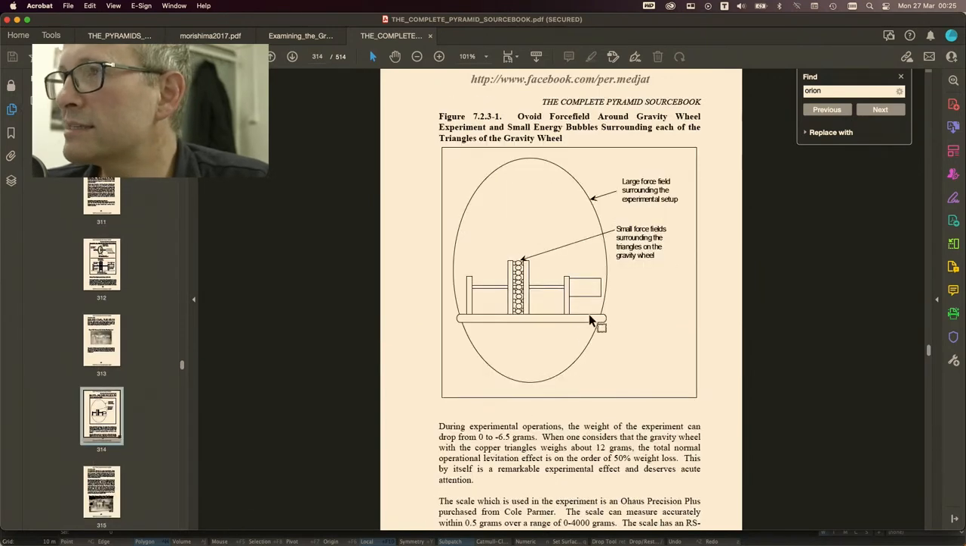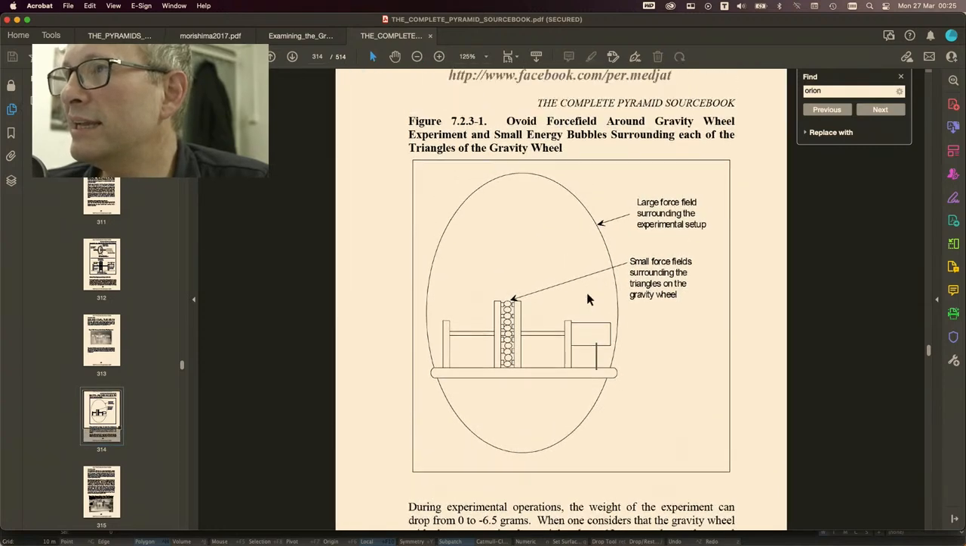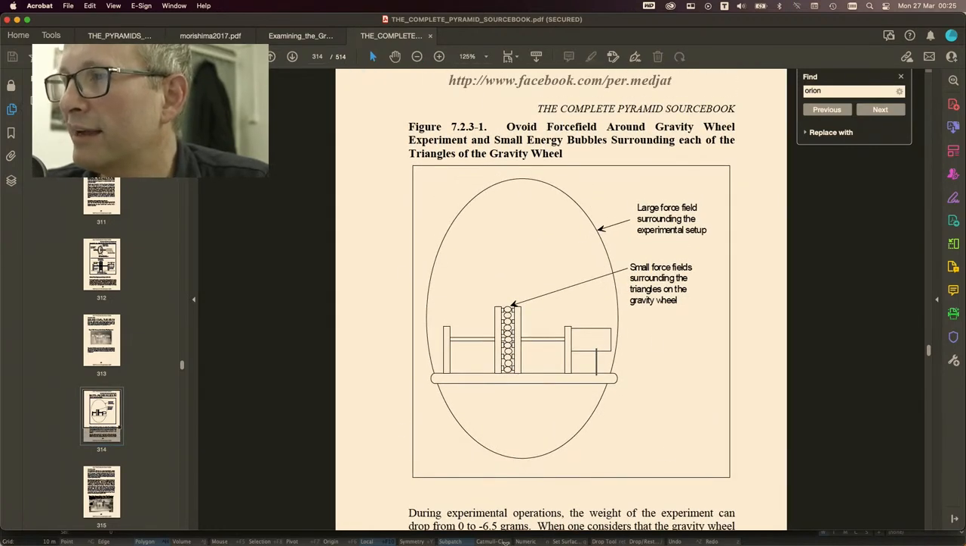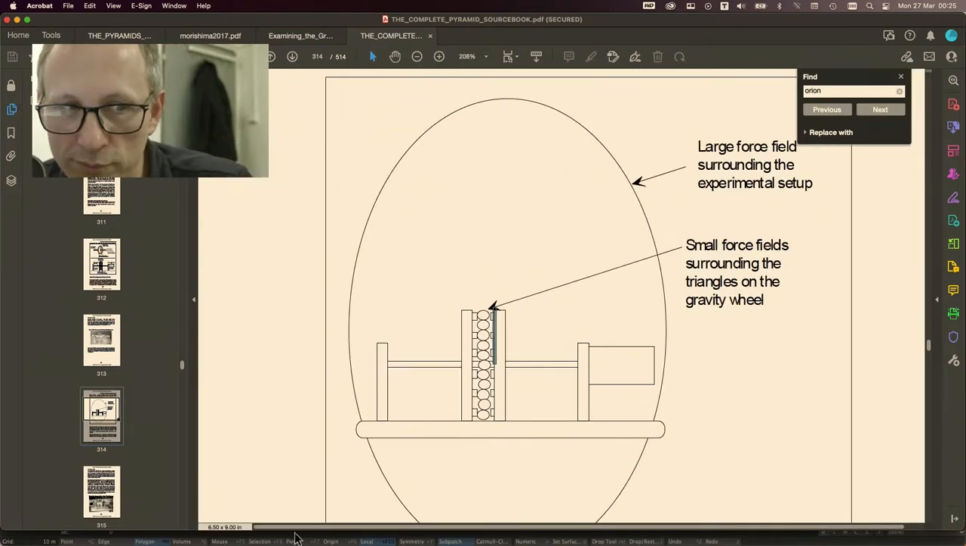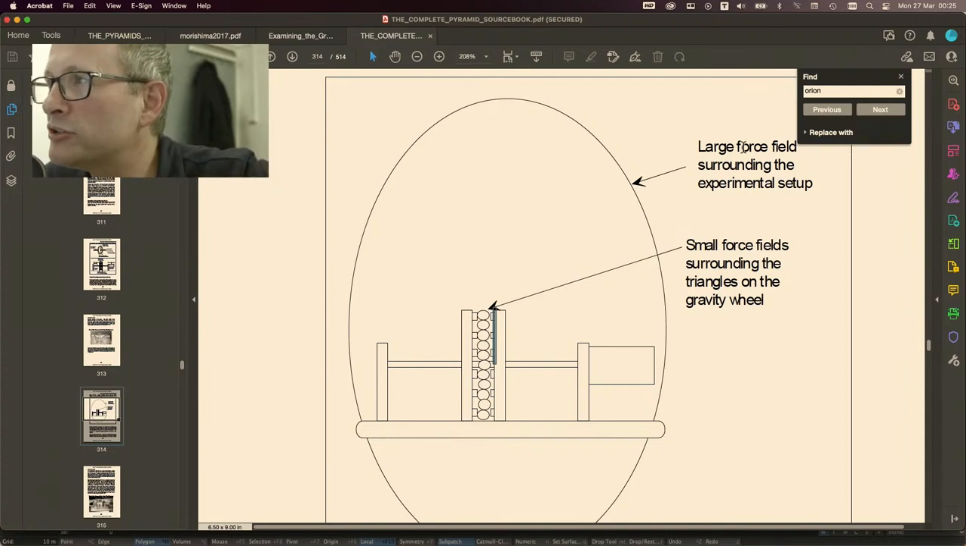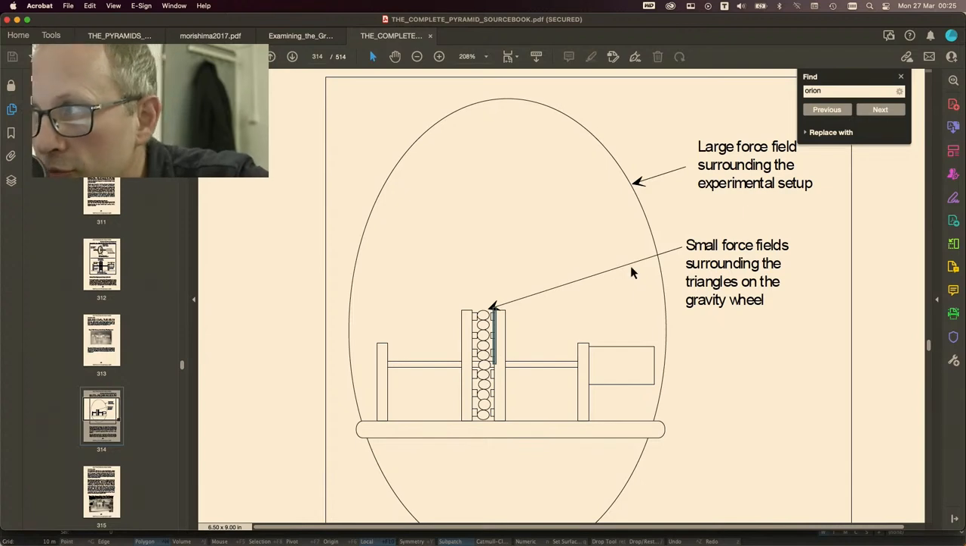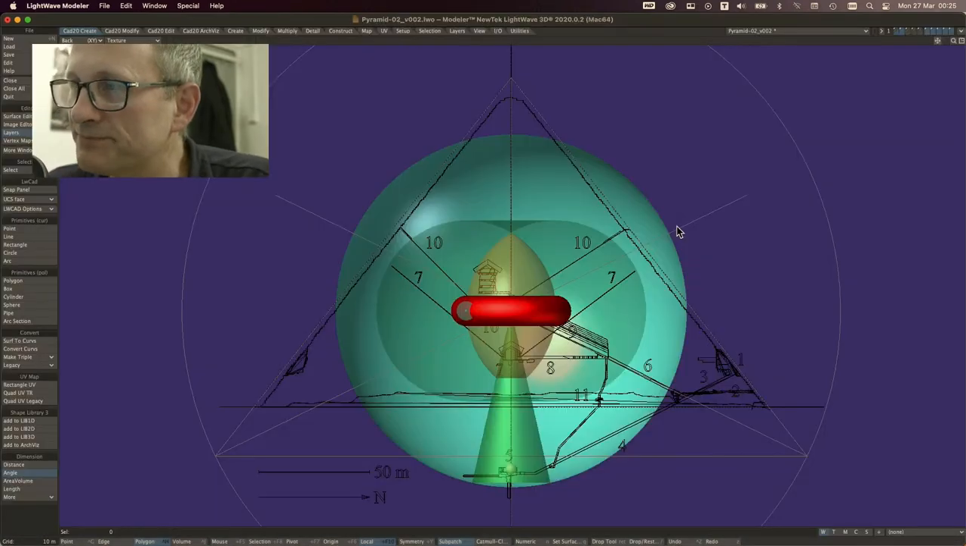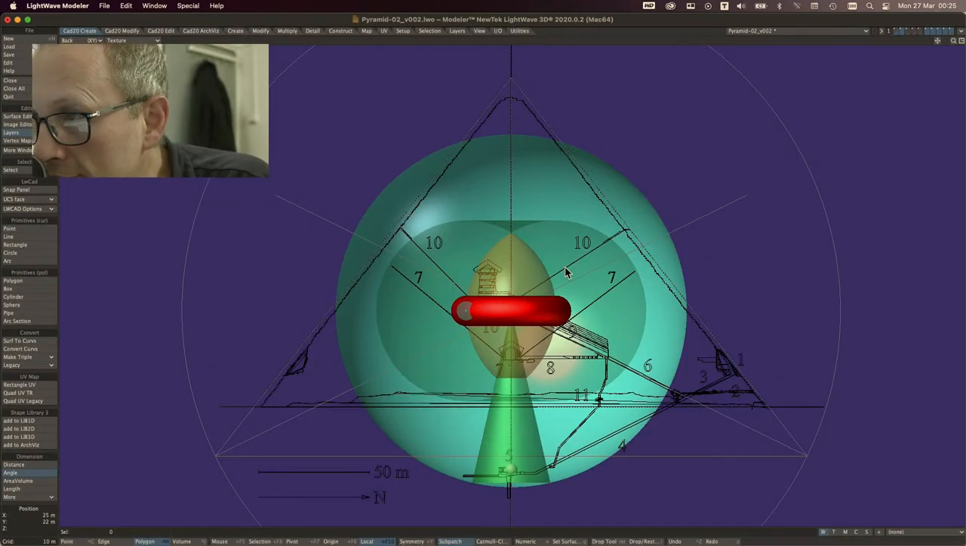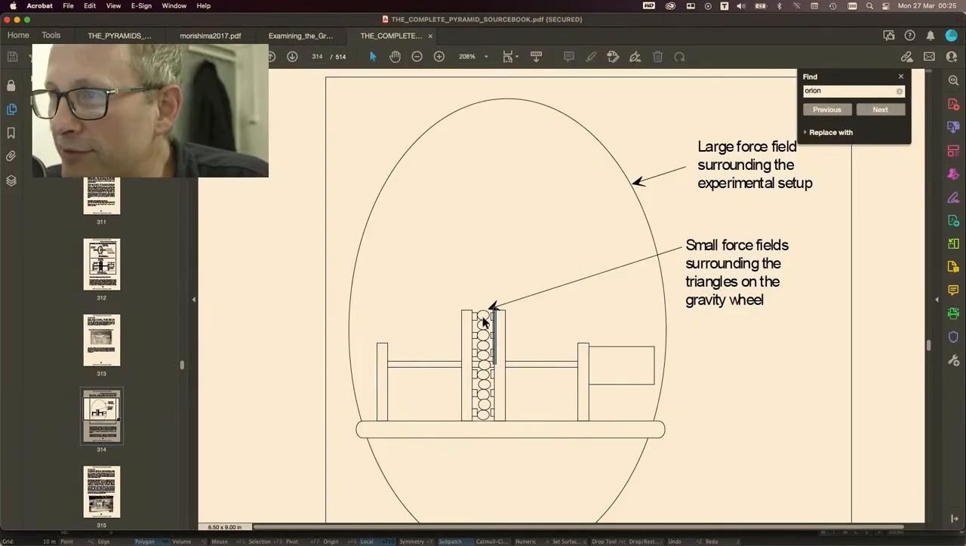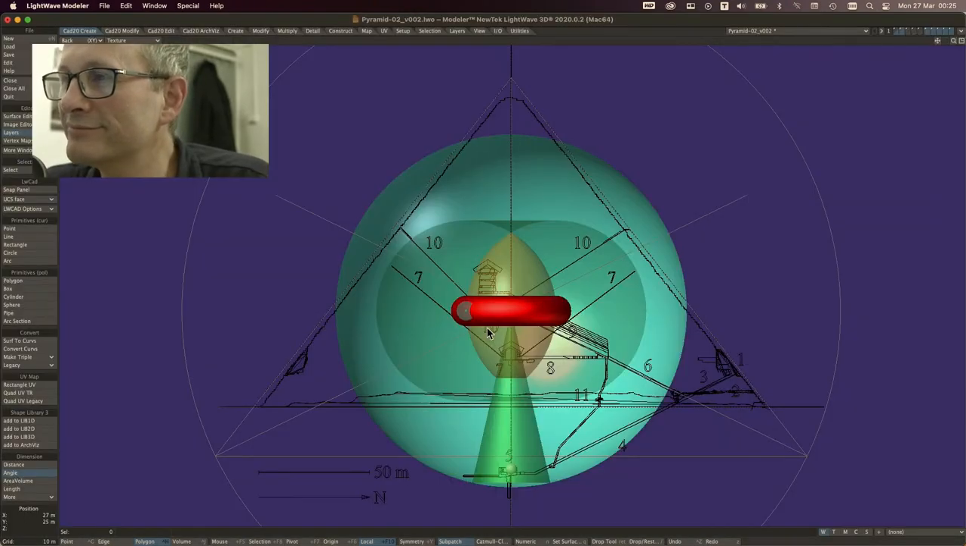So in this guy's experiment, the guy that replicated it, he had this bubble around his structure. So interestingly, he had an overall bubble. Here we go. Large force field surrounding the entire experimental setup. Small force field surrounding triangles on the gravity wheel. What is that? That is a fractal structure, my friends. That is a fractal structure. Okay?